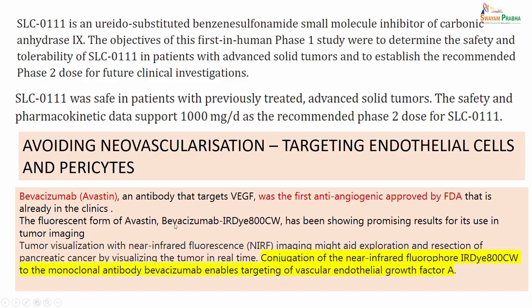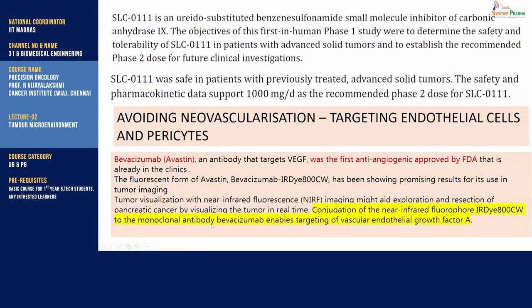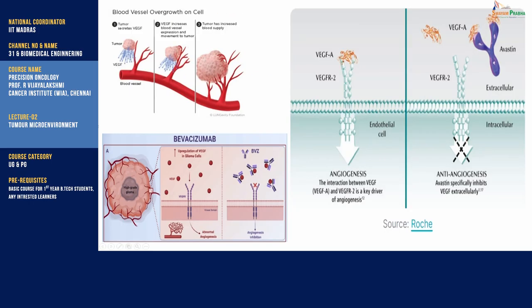Conjugation of the near-infrared fluorophore, which is the IRDye 800CW, along with the monoclonal antibody bevacizumab, results in enabling the targeting of the VEGF growth factor A, that is VEGF-A. Now, if you see here, these figures show how the neovascularization takes place.